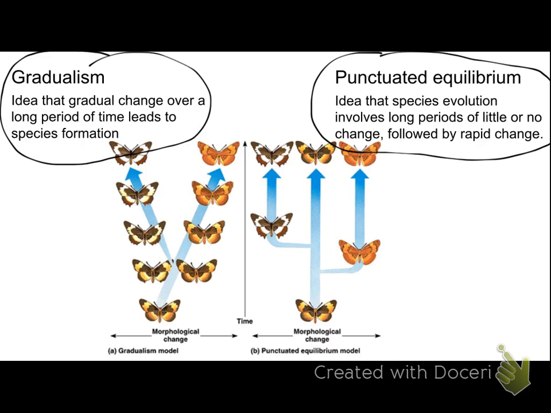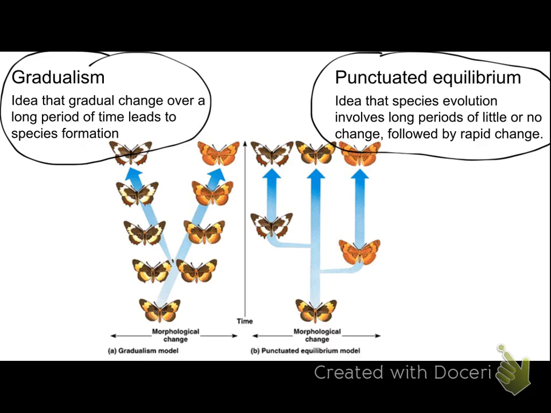So gradualism, what does it mean if something happens gradually? Slowly. It happens so slowly you might not even notice. Your hair growing. Does your hair look different from one day to the next? No. But over the course of 6 months, if you don't get a haircut, you start to notice that your hair is longer. That's something that happens very, very gradually.